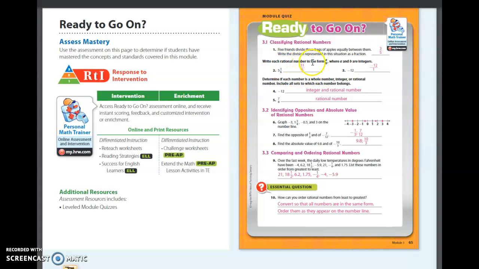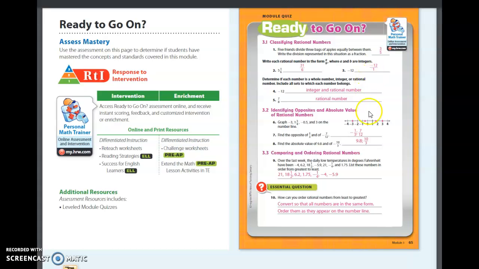Write each rational number in the form of a fraction where a and b are integers. So if this is 5 and 1/6, I'm going to make it a mixed fraction of 31/6. Again, I would do 5 times 6, which is 30, add 1, that's where I get my mixed fraction number from. And then to take this negative 12 and turn it into a rational number, I'm going to put it over 1. And so it still shows that it's negative 12. When I reduce it down, it will still be negative 12, but now it's a rational number in the form of a fraction.